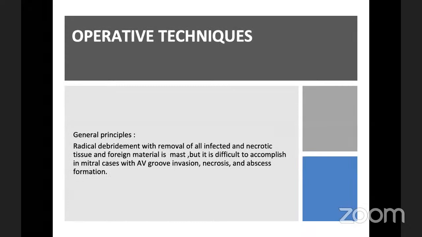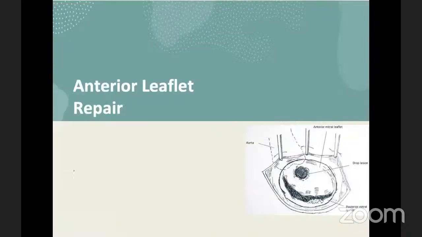Operative technique, general principle: radical debridement with removal of all infected and necrotic tissue and foreign material is a must, but it is difficult to accomplish in mitral cases with AV groove invasion, necrosis, or abscess formation. We will divide the surgical technique into anterior leaflet repair, posterior leaflet repair, and reconstruction of the trigones and annulus.